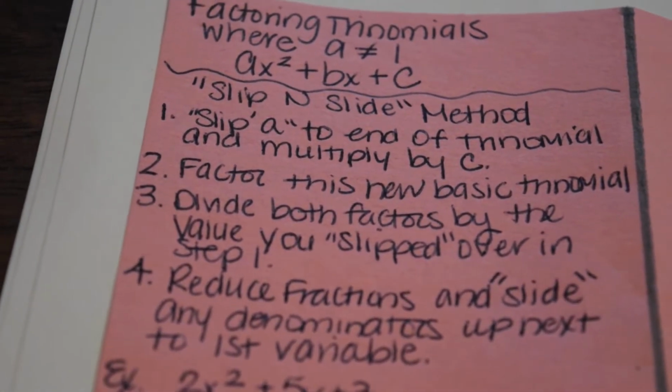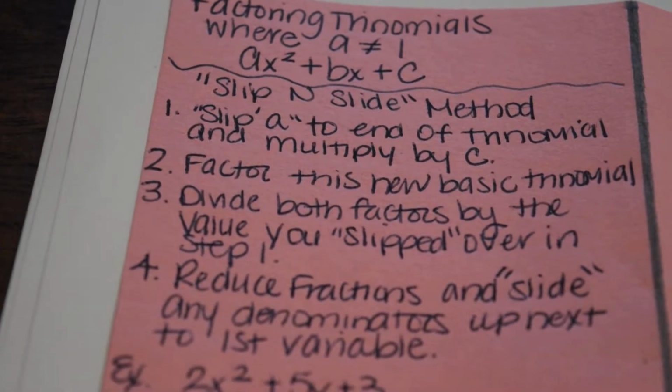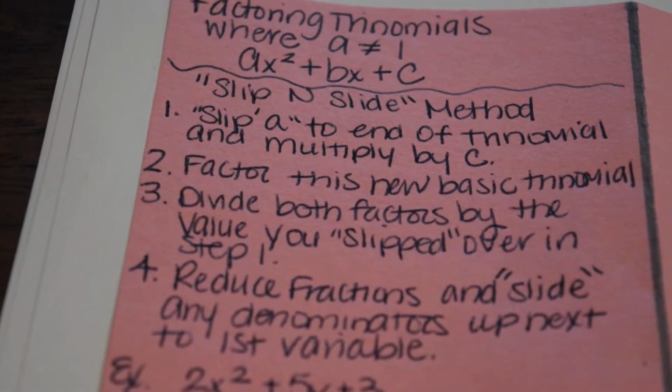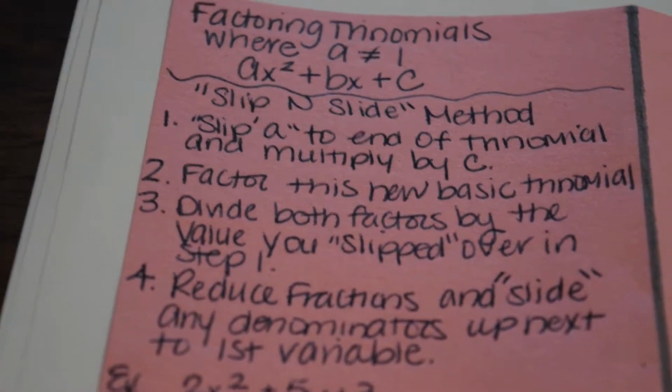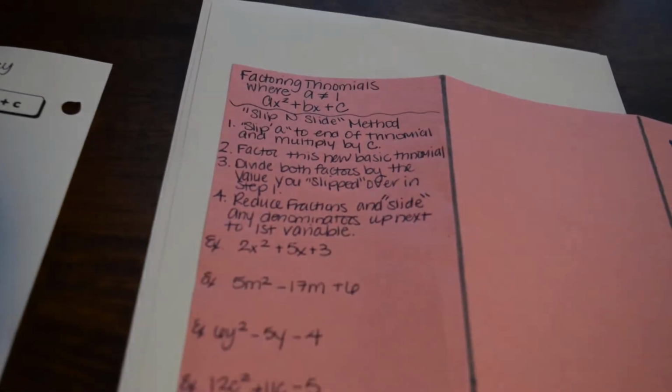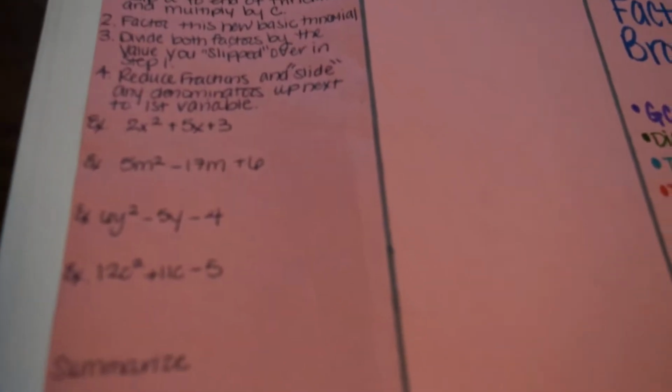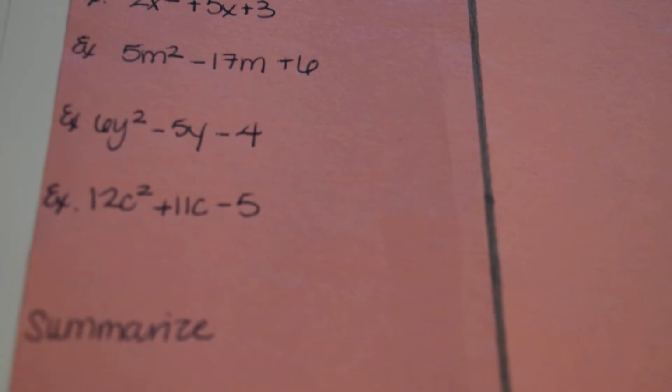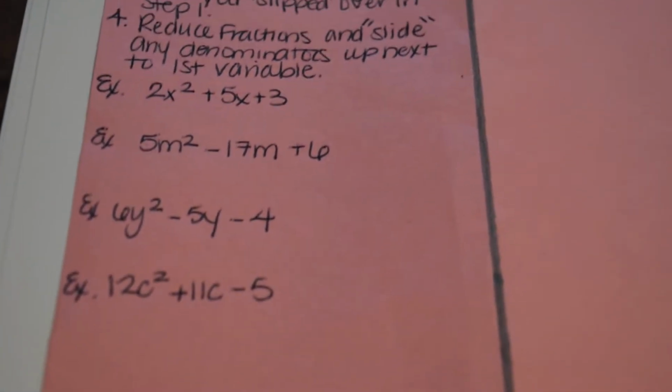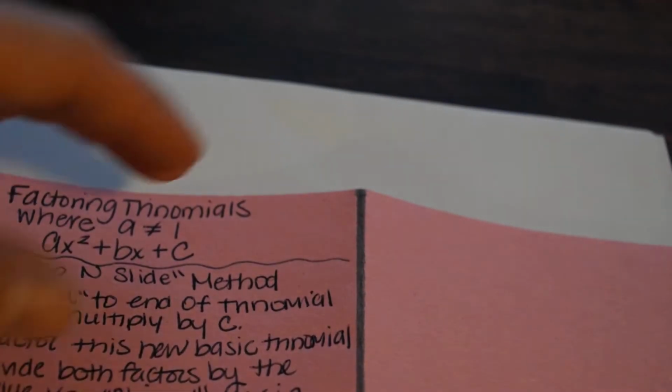So once you have these steps written down, and you can pause the video, I'm going to go over 4 examples. I'm going to do mine on a separate sheet of paper, but you'll do yours on your brochure. And here are the 4 problems. So we have 2x squared plus 5x plus 3. We have 5m squared minus 19m plus 6. Number 3 is 6y squared minus 5y minus 4. And the last problem is 12c squared plus 11c minus 5. Okay, so on a separate sheet of paper, I'm going to solve these problems just so I can show you the methods.